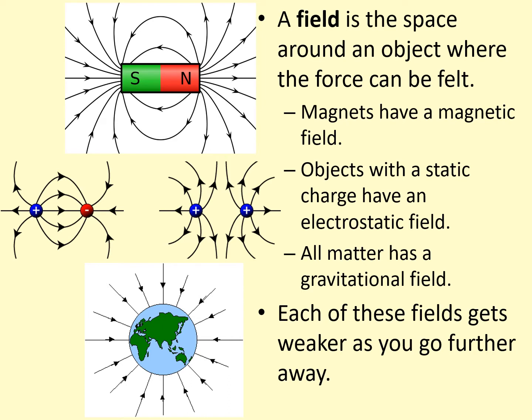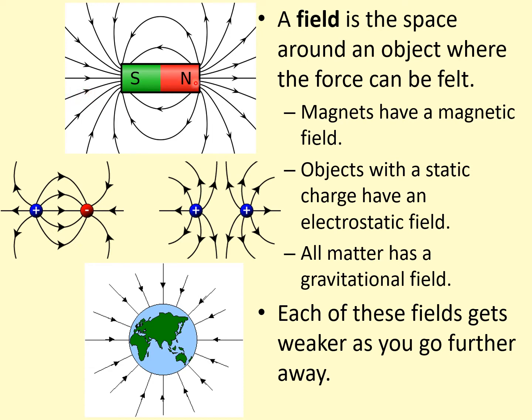Okay, you need to know what a field is. A field is the space around an object where the force can be felt. So magnets have a magnetic field. This is a diagram of that. You've got a bar magnet, and these lines are showing you the field of this bar magnet. The area around the magnet is called the magnetic field, and these lines are showing you a diagrammatic form of that.